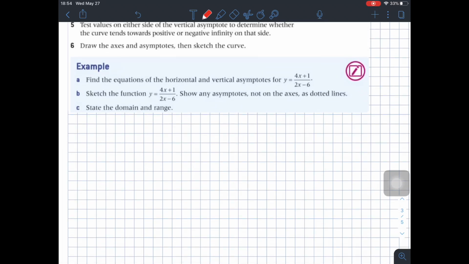It says A. Find the equations of the horizontal and vertical asymptotes of this expression. y equals 4x plus 1 divided by 2x minus 6. Okay, so let's start with part A. If we want to find the equations of the horizontal and vertical asymptotes, remember the rule. We're going to start with the vertical asymptote, which says that we need to set the denominator to 0. So we're going to write 2x minus 6 equals 0. So the value of x here would be 6 divided by 2, which is 3. So we already have the equation for the vertical asymptote.